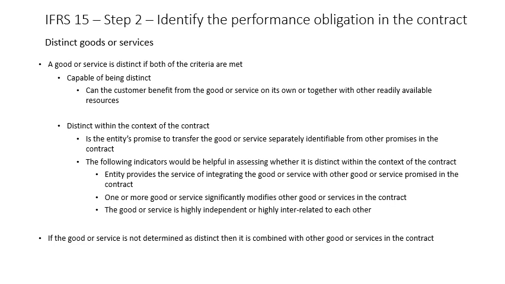A good or service is distinct if both the criteria, that is, it is capable of being distinct and distinct within the context of the contract, are met. If any of the criteria are not met, then it would be combined with other promised goods or services in the contract until it identifies a bundle of goods or services that is distinct.